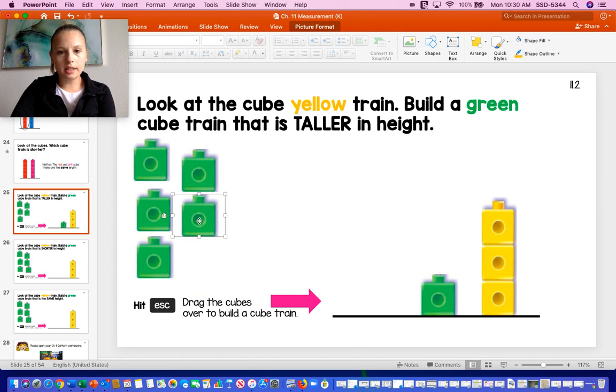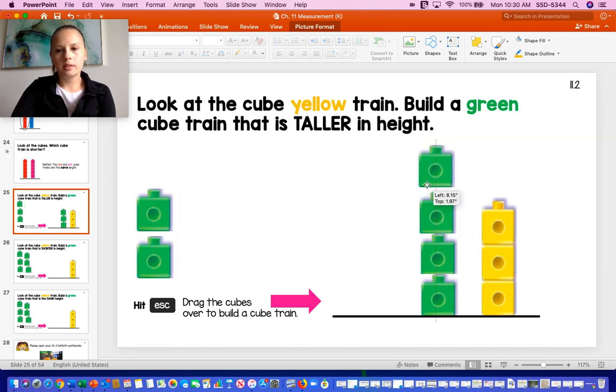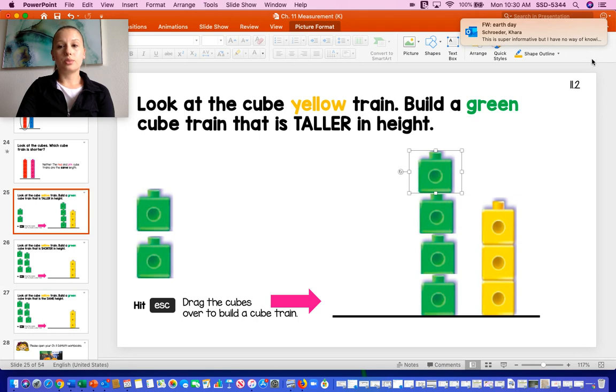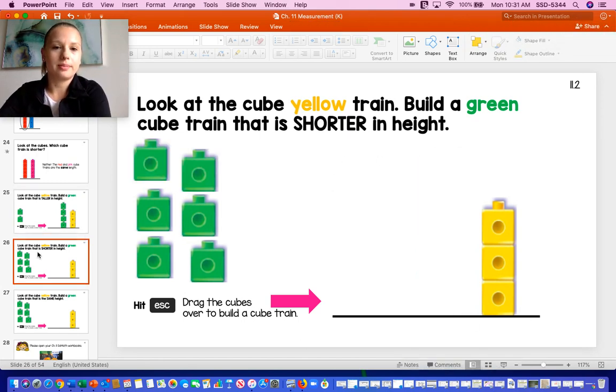There's 1, 2, 3, 4. Is that one taller? Yes, I have 4 green cubes here and 3 yellow cubes here. Because 4 is greater than 3, the green cube train is taller. Good. Let's look at the next one.